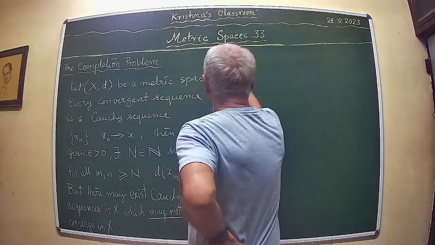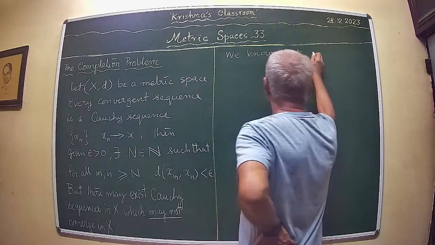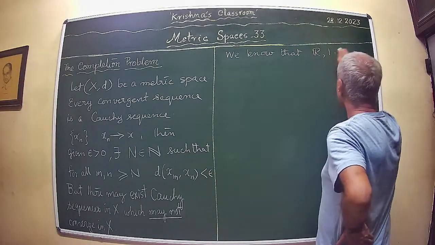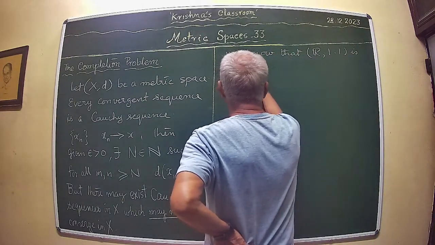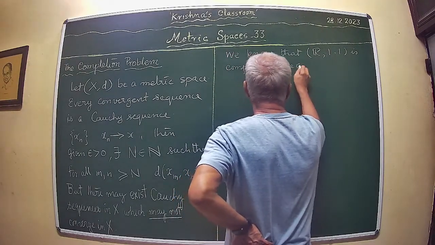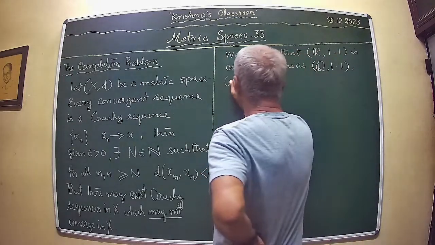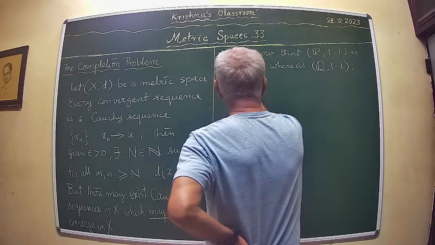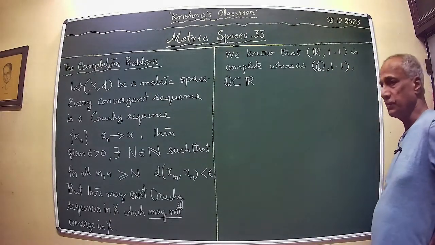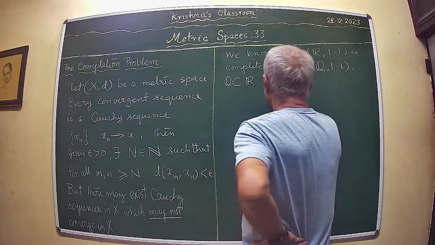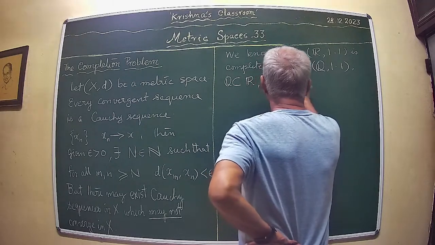Now, we have the example. We know that R is complete, whereas Q, the set of all rationals, which is a subset of R, in fact a subspace of R adopting the same distance function, is not complete.